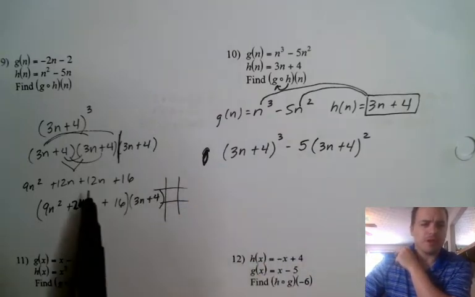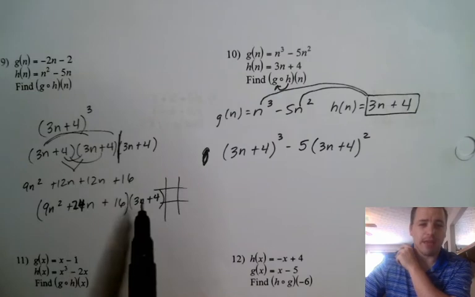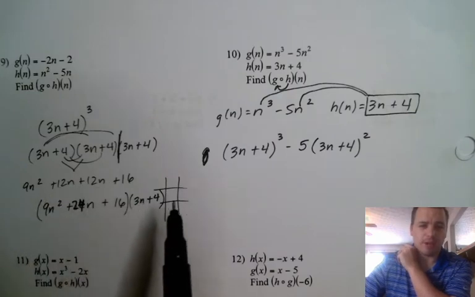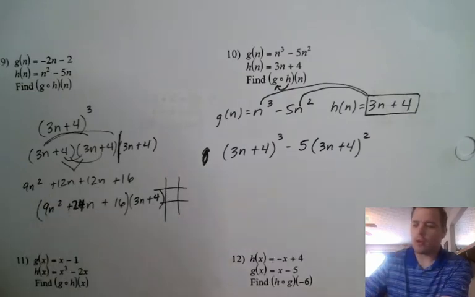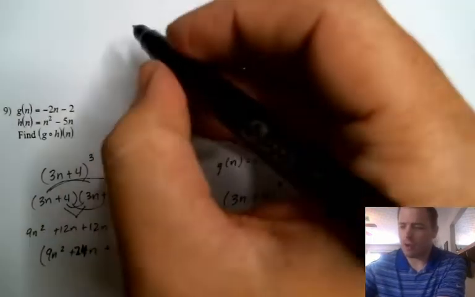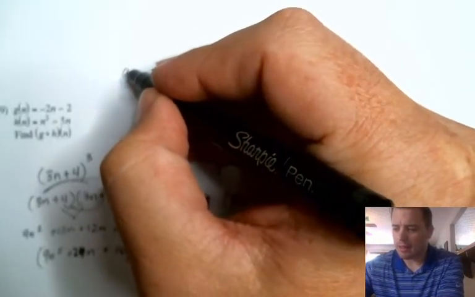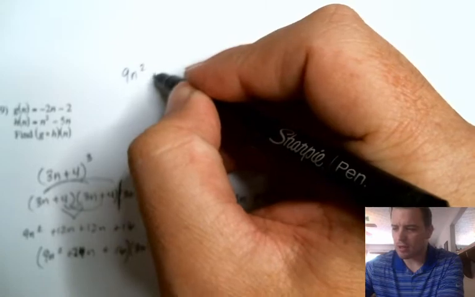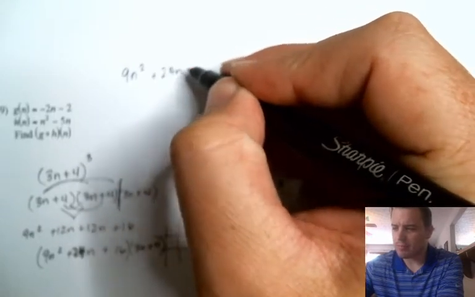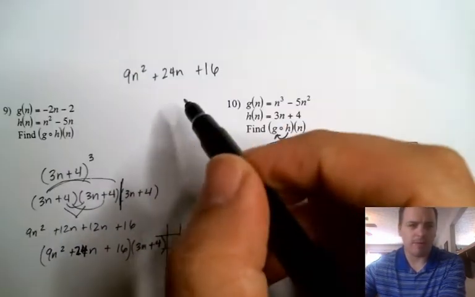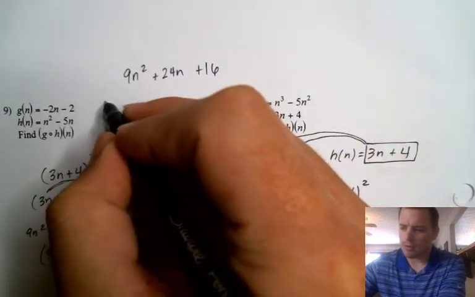Well, there's no way to FOIL this. Now you can distribute 3n into each one and then distribute 4 into each one. Or this is where I taught you the whole ladder, lattice, whatever you want to call it, method. Writing one of them horizontal, writing the other one vertical.